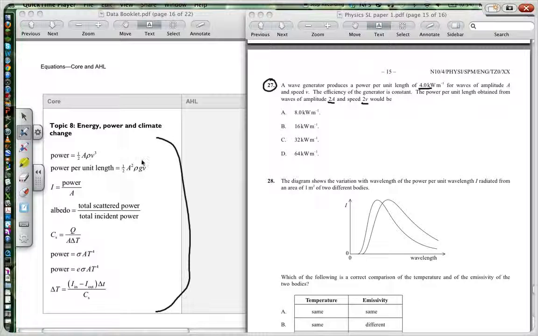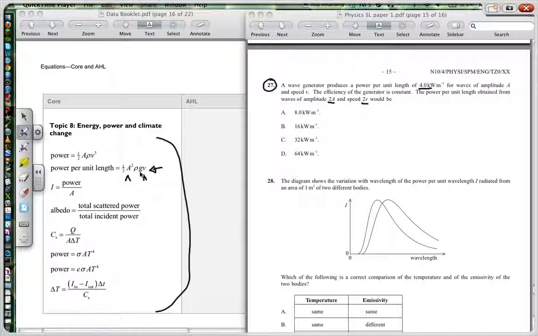Now we've got to use one of these formulas. Which formula? Well, it's actually this one. This is the power per unit length. So that was a bit of a clue for you. But power per unit length for a wave is equal to, dependent on a square for our A, which is actually the amplitude of the wave, and V.